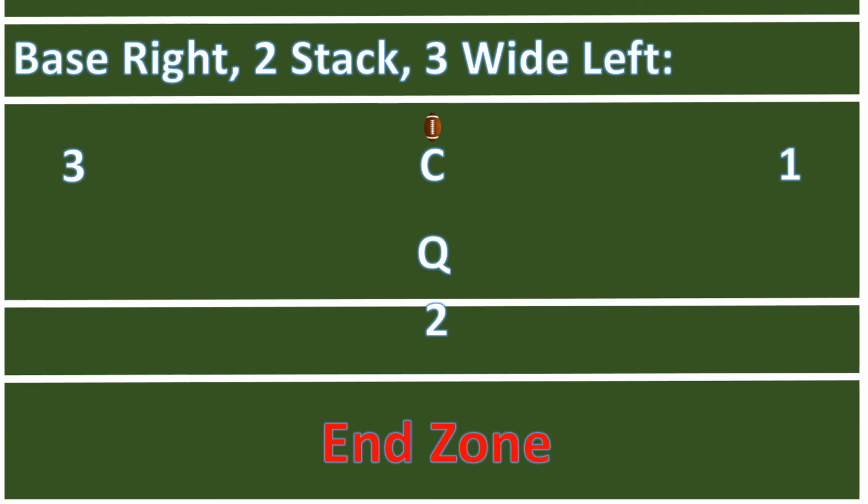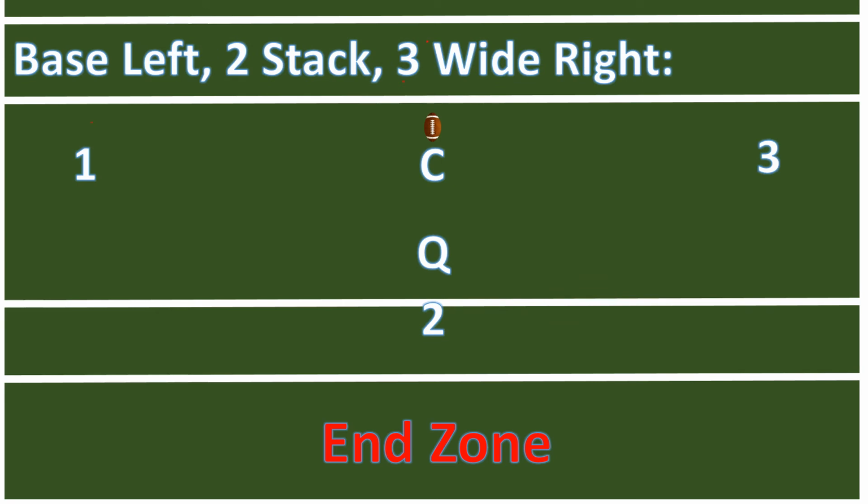And so this is another way that we can use formation calls and words to get into something different. So we'd hear base right, 2 stack, 3 wide left, 3 wide left. And everybody would know exactly where to go based on 2 stack, 3 wide left, and the simple call of base right. So when you get to the end of this, then you understand that it's very simple to change to the other side. Base left, 2 stack, 3 wide right does the same thing. It just switches the 1 and the 3. Easy stuff.